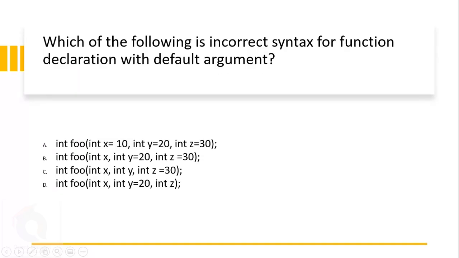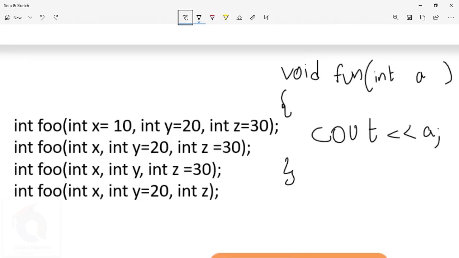Now let's go on to the next question. Which of the following is incorrect syntax for function declaration with default argument? Default argument is where you can create a function and specify a value for a variable in the function, so that whenever the variable is not sent as a parameter, it takes a default value or default argument. Let's take a look at one small example to understand this question clearly. We have a function called void fun and a variable int a within this, and all we are doing here is just printing a.